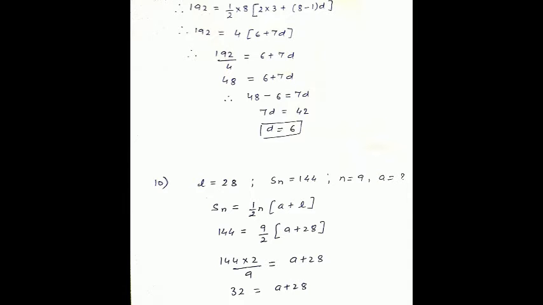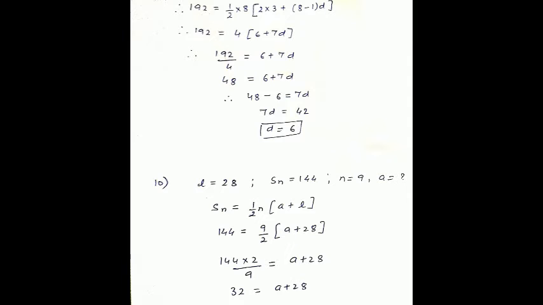What we can do: 4 is in multiplication, when it comes to the left hand side, it goes into division. So 192 divided by 4 is equal to 6 plus 7d. Okay, when we simplify, 48 is equal to 6 plus 7d. So when we solve, we will get the value of d as 6. Now come to the 10th part.